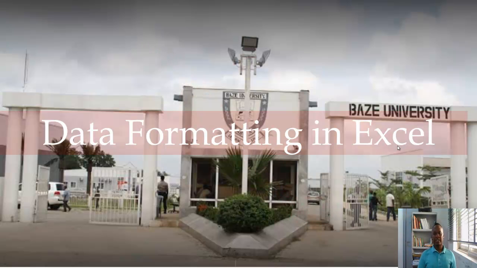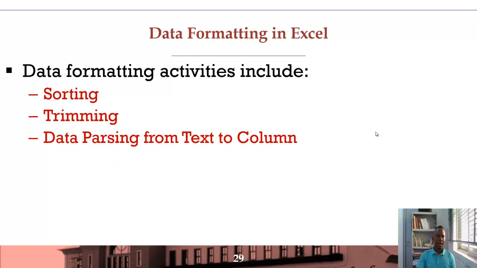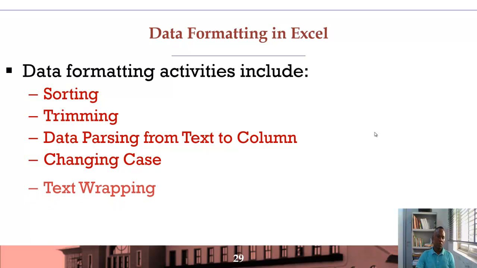In addition to our data cleaning tasks, we still need to format our data. Data cleaning and data formatting will give us a perfect data for analysis. Now, what does data formatting involve? Data formatting involves sorting. You can decide to sort our data in a particular order, perhaps alphabetical or in increasing or decreasing order. We can also decide to trim our data. We can decide to pass our data from text to column. We can also decide to change the case of our data. We can also decide to carry out what we call text wrapping.